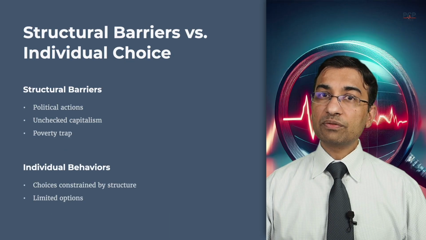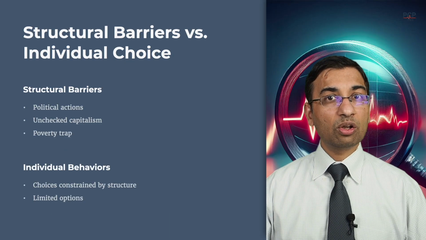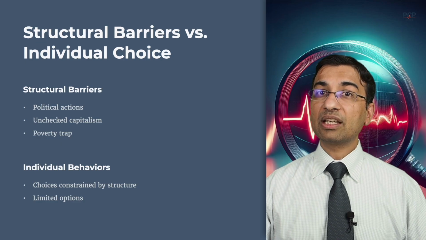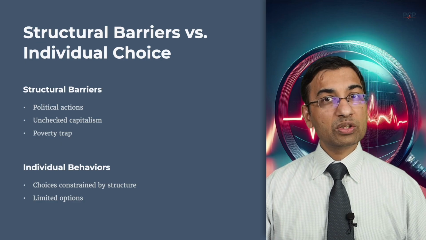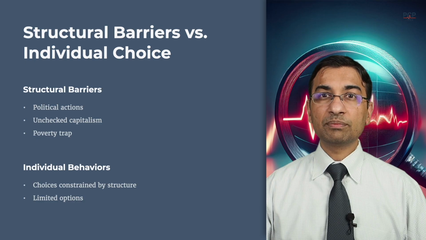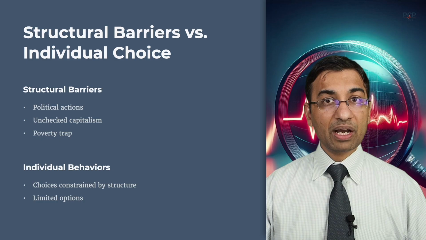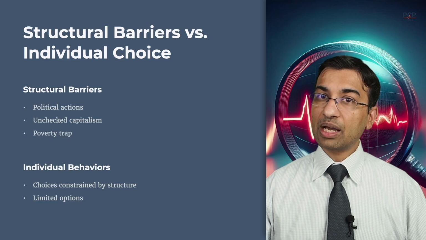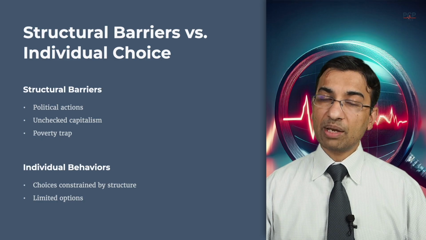Now, at the beginning of this video, I mentioned a country split along ideological lines on whether people get sick by making bad decisions or because we have a bad system that makes people sicker. And I think both factors play a role, but there's no denying that structural barriers such as political actions and unchecked capitalism lead to people being trapped in poverty.